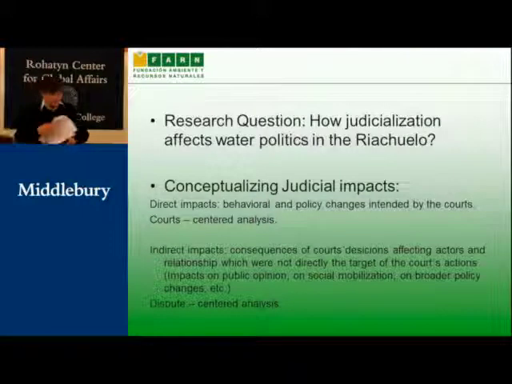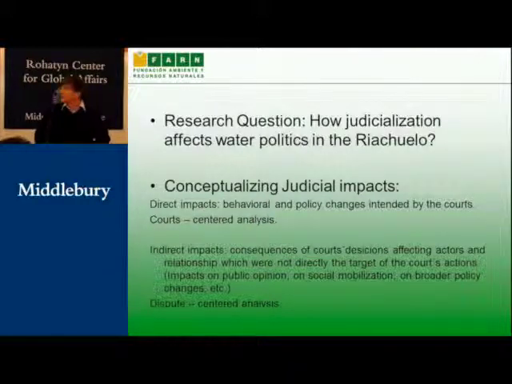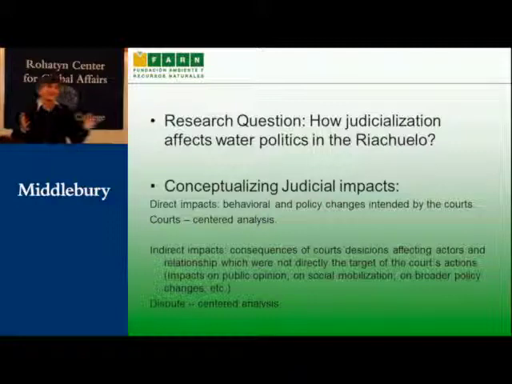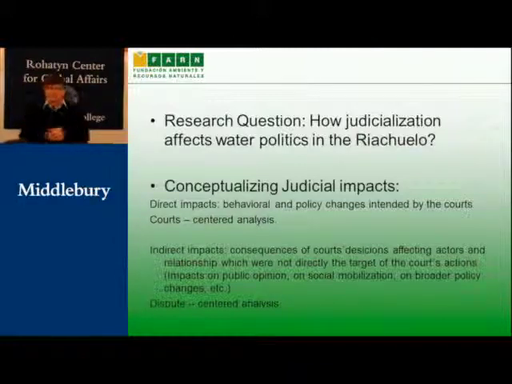The research question that we try to address in this paper is how judicialization, the involvement of courts, affects water politics, pollution control politics in the Riachuelo Basin. Why is this an important or relevant question? It is because from a conventional legal perspective, there's a tendency to believe a judicial order, just because a court said it, can change state practice and guarantee social rights, including social environmental rights.